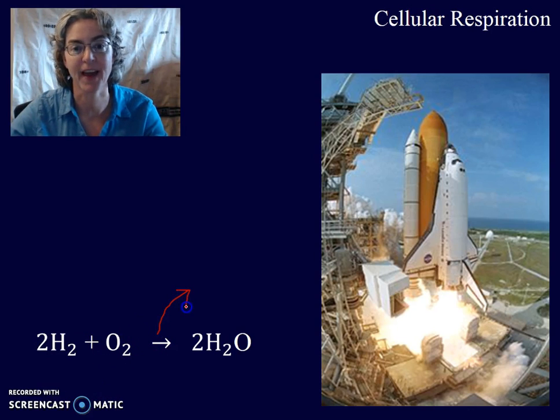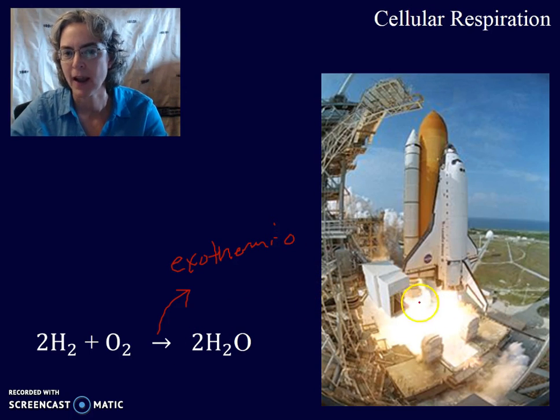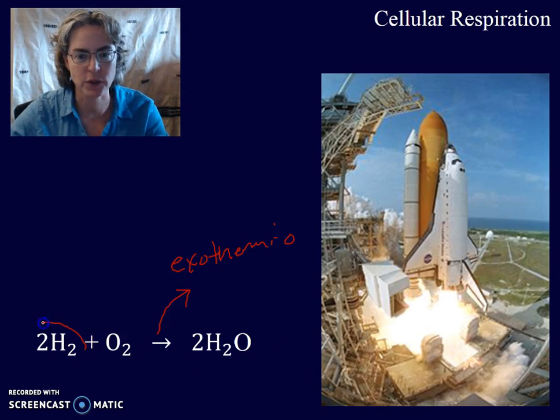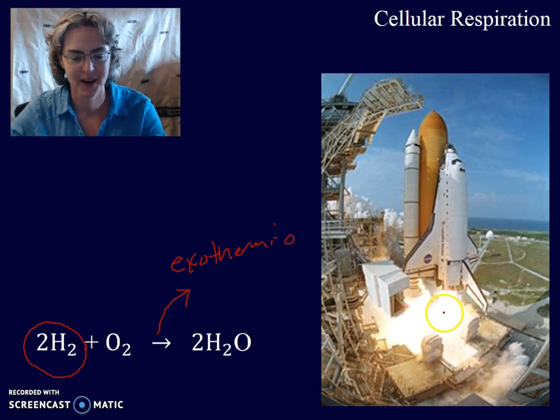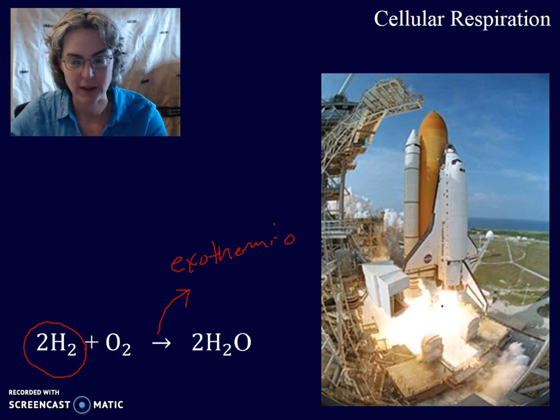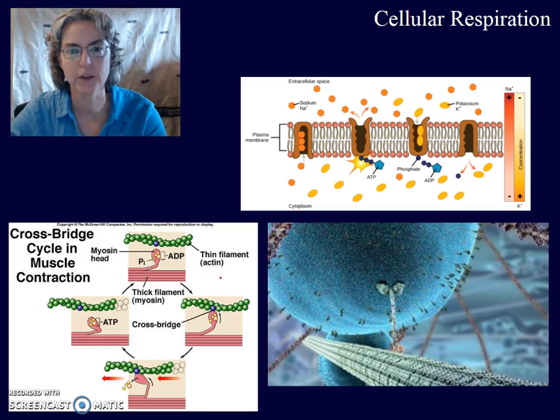Let's put our arrow going that direction. So this is exothermic. We know there's a lot of energy coming off of this reaction right here. In fact, liquid hydrogen was used with liquid oxygen in the main engine of the shuttle. And that's a lot of energy coming off there. So in biology, this energy is used to do work.